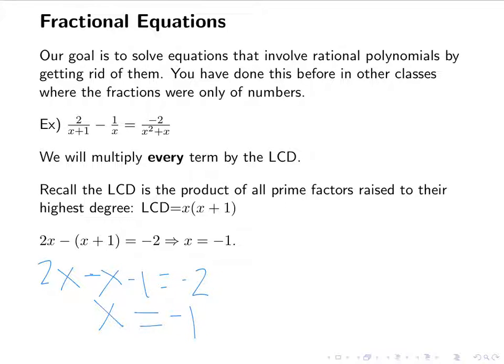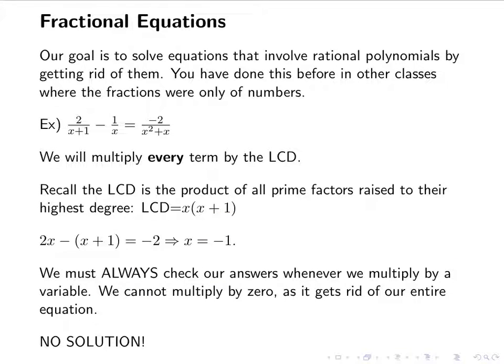Okay. So make sure at this stage that you check your answer, because we're multiplying by a polynomial here, right? We're multiplying by our LCD. We need to make sure that we're not multiplying by 0. If I multiply an equation by 0, everything goes away. So we need to make sure that the LCD is not 0. So we plug in our negative 1, and we notice that we do get 0. And since we do get 0, there's no solution.